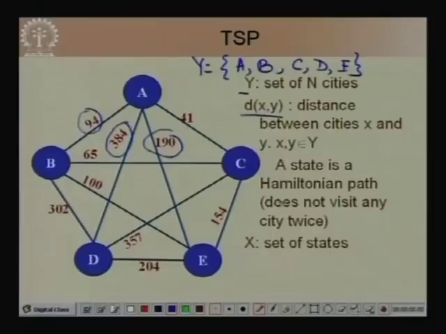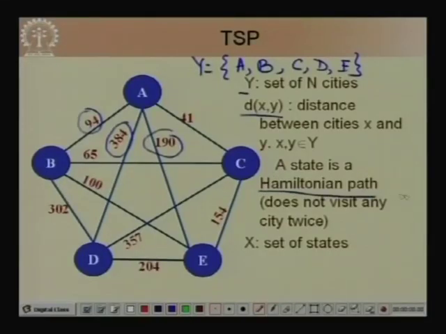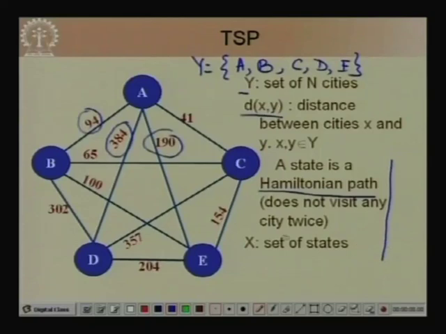Now, corresponding to this traveling salesperson problem, we will design the state space. In the state space, a state would be represented as a path connecting a number of cities, such that in this path, no city is visited more than once. Such a path is called a Hamiltonian path in graph theory. So, a state for our state space representation will be a Hamiltonian path in this graph. A Hamiltonian path is a path which does not visit any city twice.